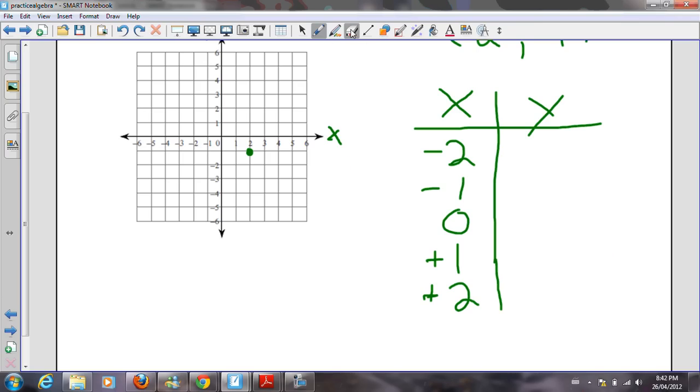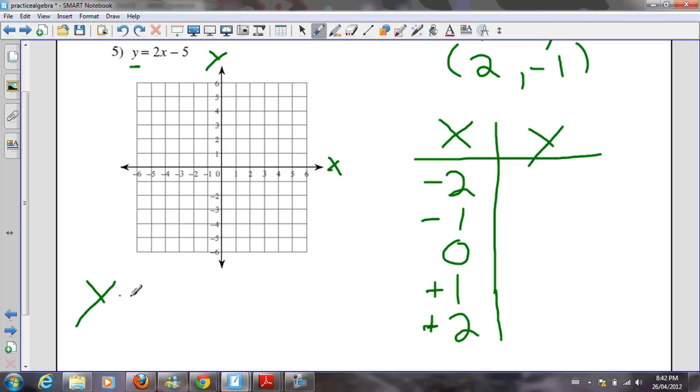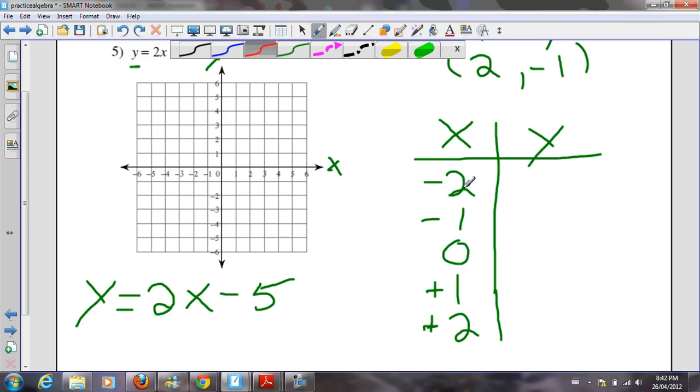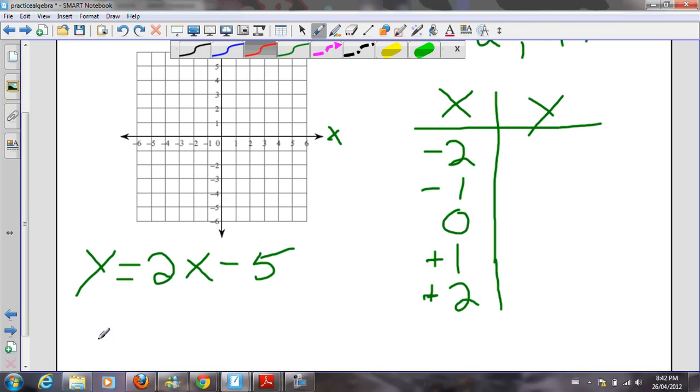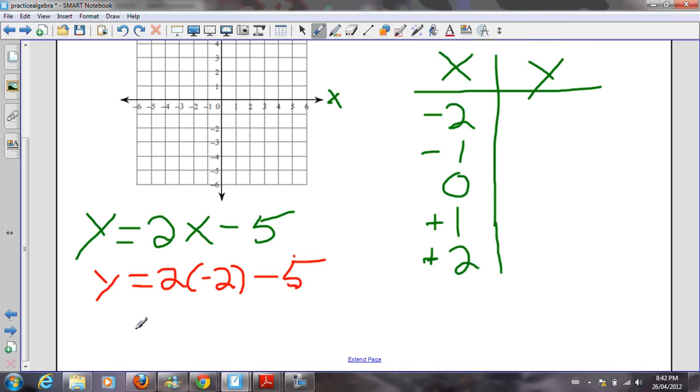So let's start with the first one. Let's plug in negative 2 for x. So our equation, which is y equals 2x, take away 5, I'm going to plug in negative 2, because that's my first one. So let's do that. y equals 2 times negative 2, and then take away 5, of course.